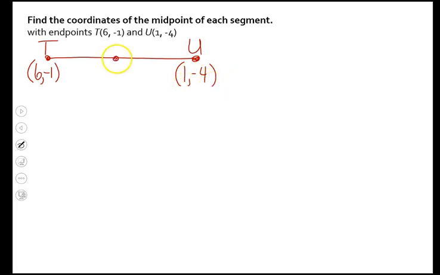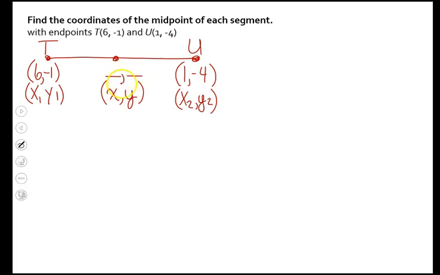Always illustrate, guys. Label x1, y1. Your first endpoint is x1, y1. Your second endpoint is x2, y2. And your midpoint is always x, y. Memorize that. Makes it easier because now we know what we're looking for. We're looking for x and y. And so if you memorize that midpoint formula, we know that x equals x1 plus x2 divided by 2. And you just substitute.